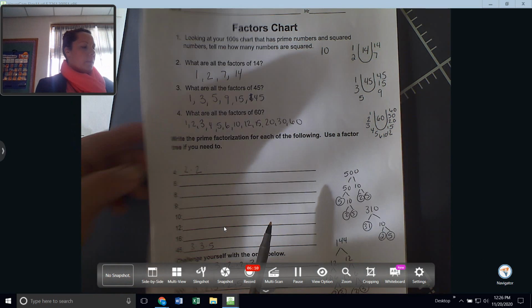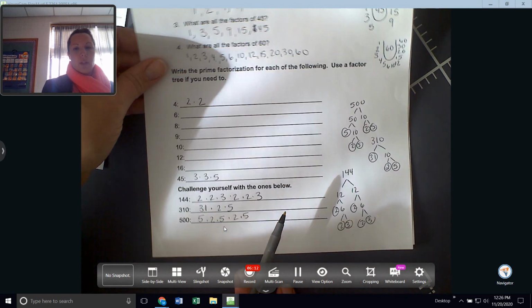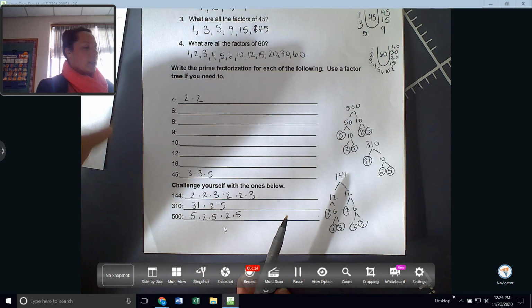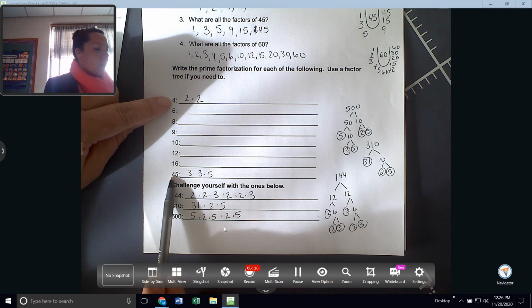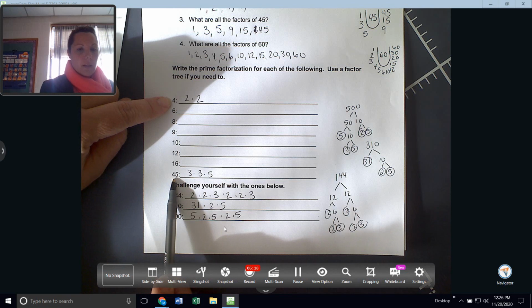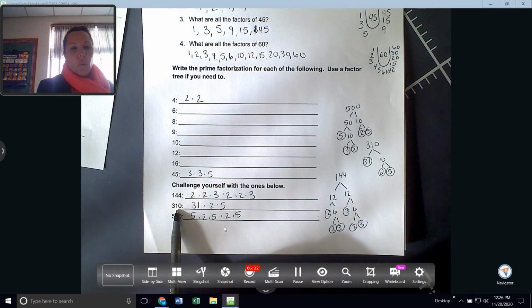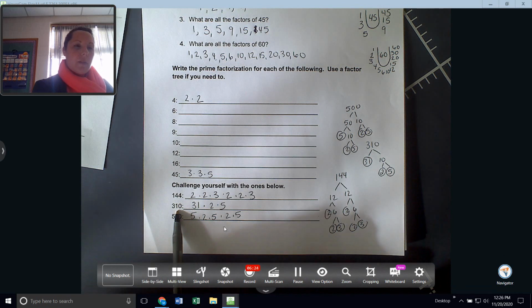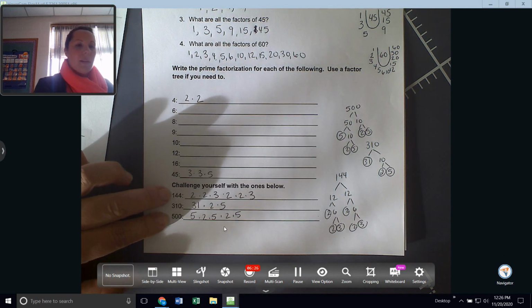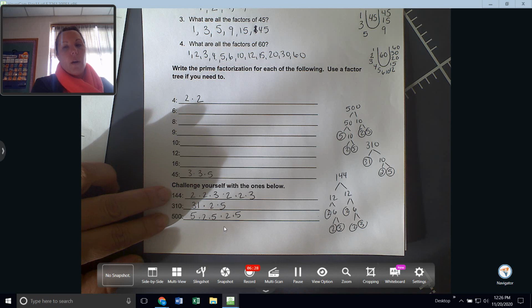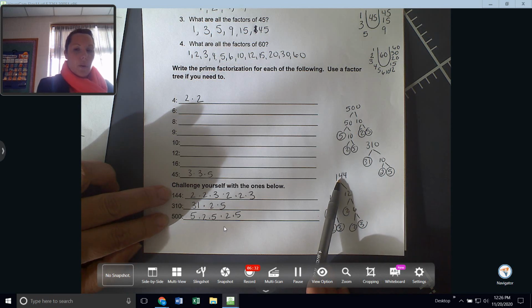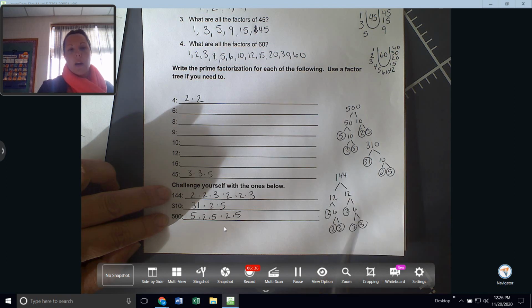Now, at the bottom, we need to do our factor trees. Mrs. McCall did 4 and 45 with us. Okay? She also did 310 with us. But if you left the Zoom early, you missed out on 144 and 500. So 144 is right here. We know that 12 times 12 is 144.